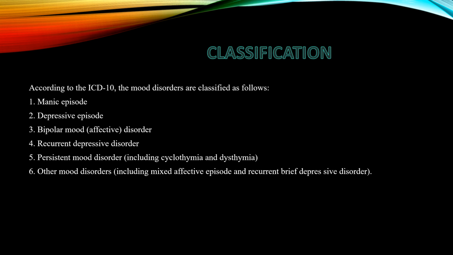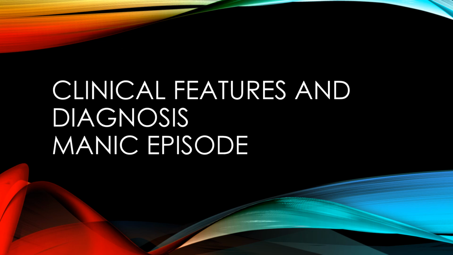Then the patient can have repeated depressive episodes, which is called recurrent depression. Sometimes it goes on for a very long time, so it is called a persistent mood disorder, cyclothymia or dysthymia. I know these words are not very familiar to you, but just try to keep up, and we'll discuss these in detail later on. There can be other mood disorders also, but the main ones are manic episode and depressive episode. So let us first look at manic episode.